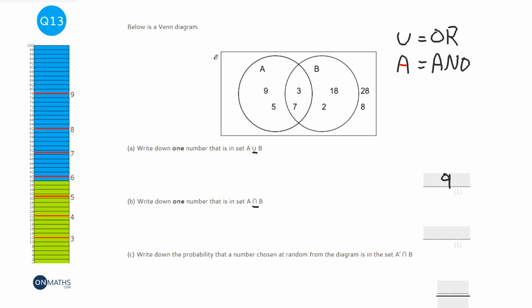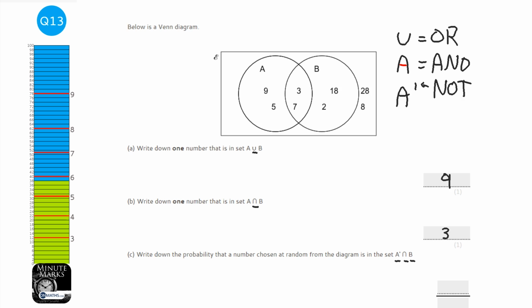It can't just be in A, it can't just be in B, it needs to be in both. And there's two numbers that fit that bill, 3 and 7. So I could write 3 or I could write 7. Now this little symbol here, it's an A with a dash. That dash there means not. So we're looking for numbers that aren't in A and are in B.